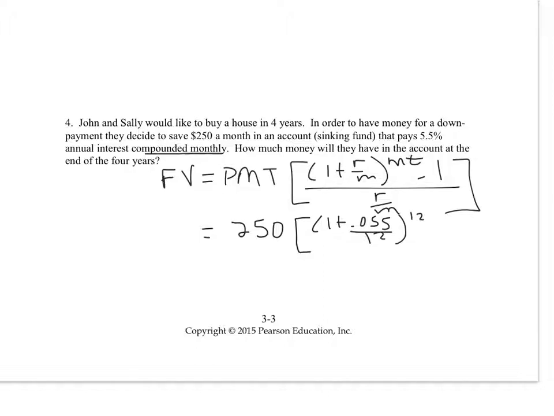Raised to the 12 times, they want to know how much is in the account at the end of 4 years. So my T is 4. Then we're going to subtract 1 from that. Take all of that numerator and divide it by 0.055 over 12.